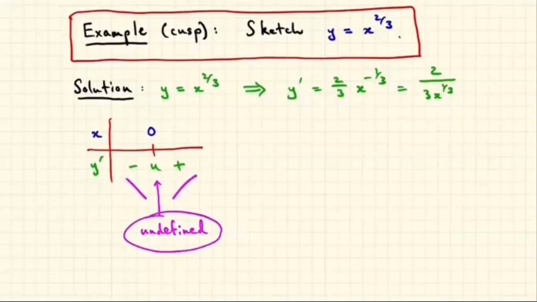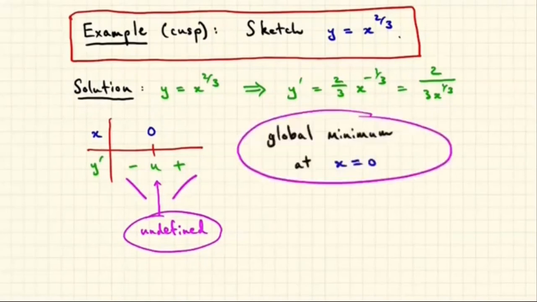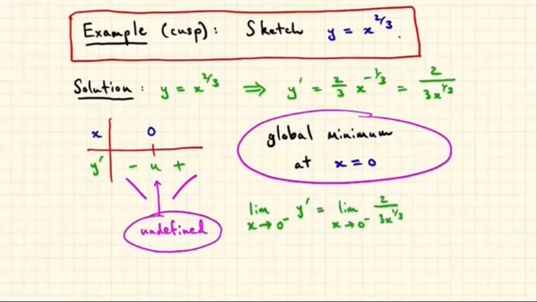We can say more about the behavior of the derivative near the origin using limit notation. The limit of y dash x, the limit of the first derivative as x approaches 0 from below, is a limit of 2 divided by 3 times the cube root of x, which becomes arbitrarily large and negative. And we use the minus infinity notation to capture this.